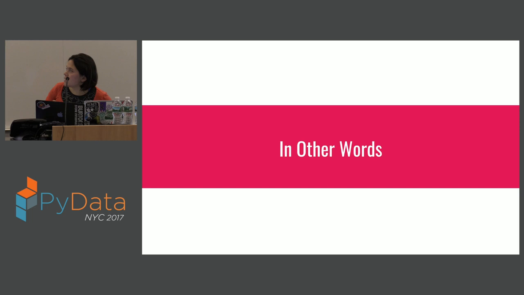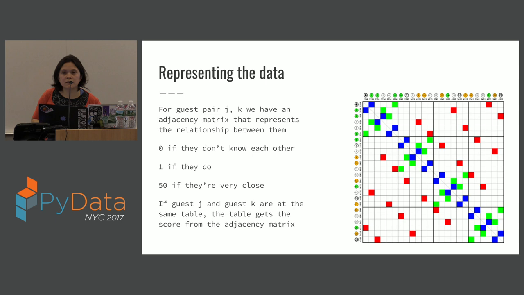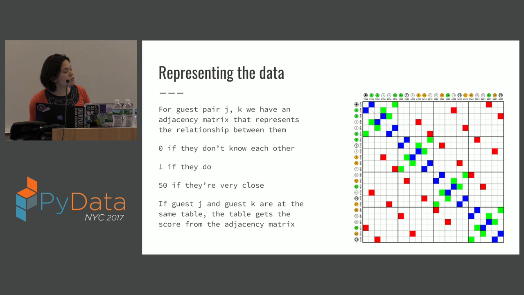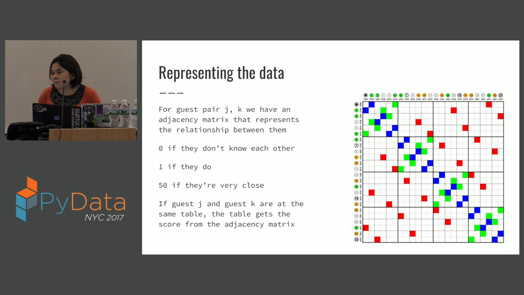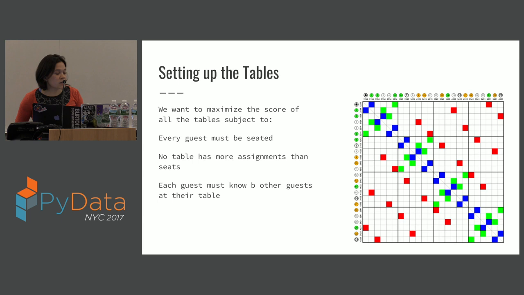So to break down the math in here, for each guest pair j and k, we have an adjacency matrix that represents the relationship between them. And as I said, we give them a score of 0 if they don't know each other, 1 if they do, and 50 if they're very close. If guests j and k are at the same table, then the table gets the score from this adjacency matrix. And we want to maximize the score of all these tables subject to every guest being seated, no table having more assignments than the number of seats, and each guest knowing B other guests at their table.